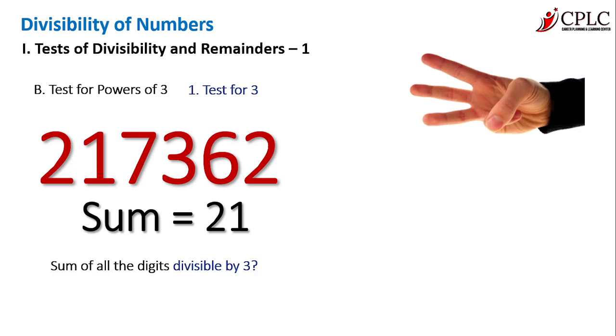So the sum of all the digits should be divisible by 3. If that happens, then the number is divisible by 3. If that doesn't happen, then the number is not divisible by 3. So that's the test that you need to remember here.